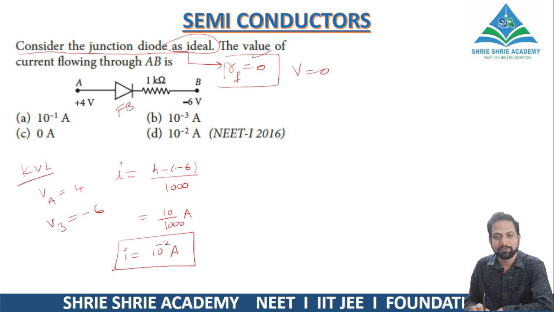Very simple. Here the keyword that you have to understand is ideal diode. Ideal stands for forward resistance is 0. If you don't know this, you have to know that.